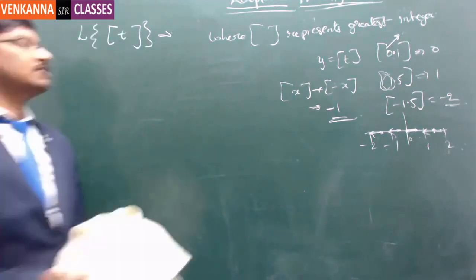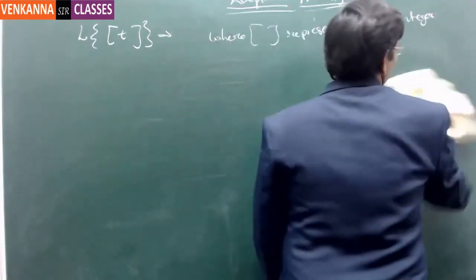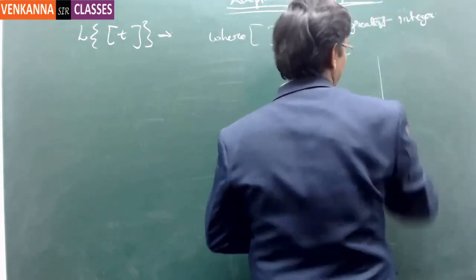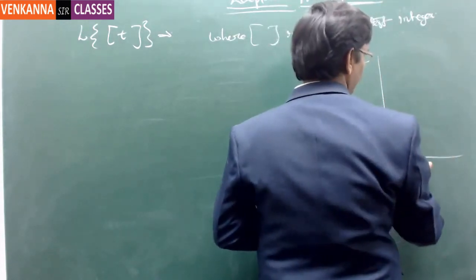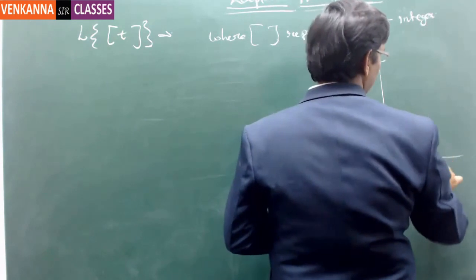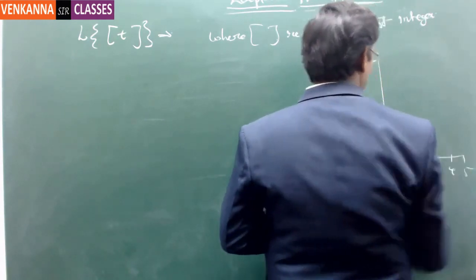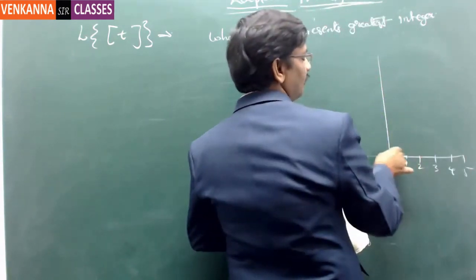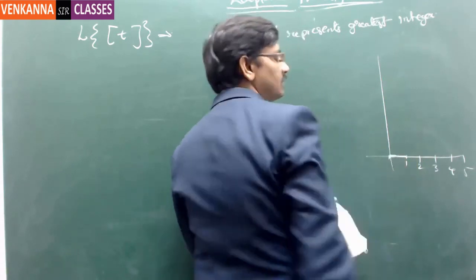Now, the greatest possible integer value, if you draw it on the curve, will look like a step. That's why we call this a step function. This is 1, this is 2, this is 3, this is 4, and this is 5. Whatever value you consider in between 0 and 1, this will always lead to the greatest integer of 0.